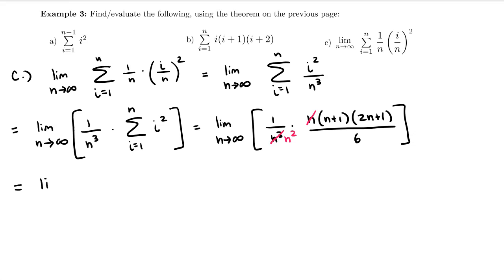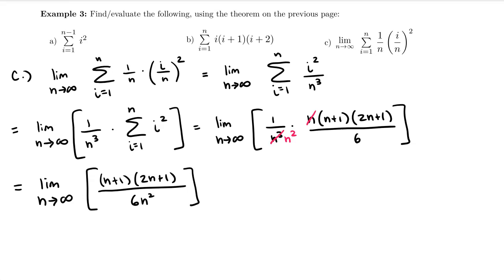So I have the limit as n approaches infinity of, my numerator is going to have n plus 1 times 2n plus 1, and then my denominator is going to be 6n squared. Now, you want to recall back from Calculus 1, how do we evaluate this limit? Well, the thing inside the brackets is a rational function, and so if you wanted, you could multiply or FOIL out the numerator.